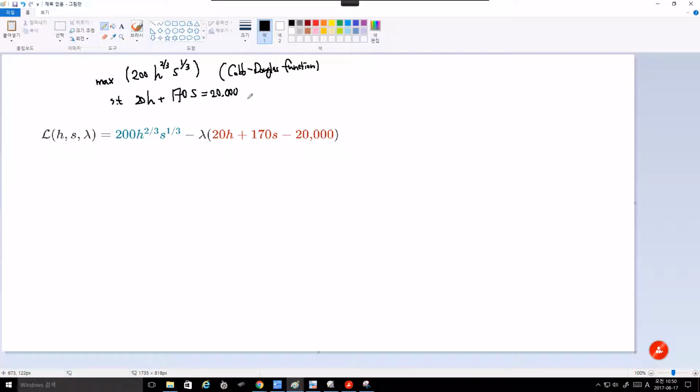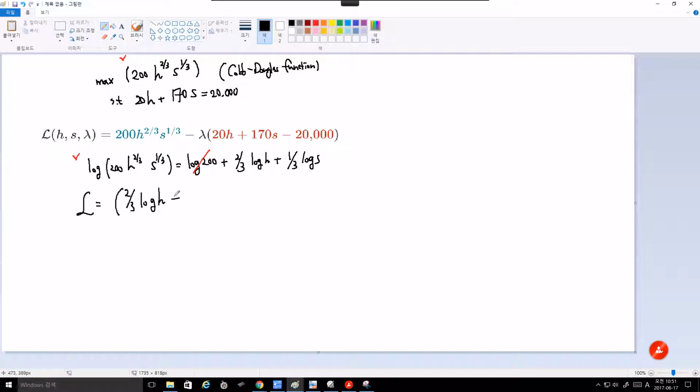So if we take the log, the log of 200 H^(2/3) S^(1/3) is the log of 200 plus 2/3 of log H plus 1/3 of log S. It doesn't matter whether we maximize this one or this one, because of the log. Furthermore, we can ignore the constant, because it is irrelevant in our maximization problem. So if we write down the Lagrangian again, we have 2/3 log of H plus 1/3 log of S.